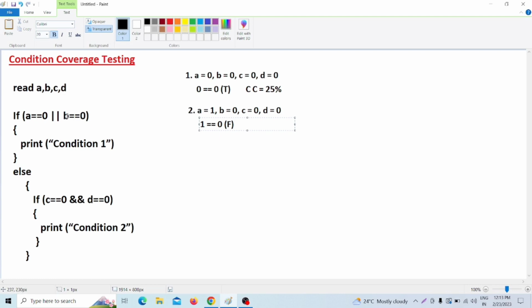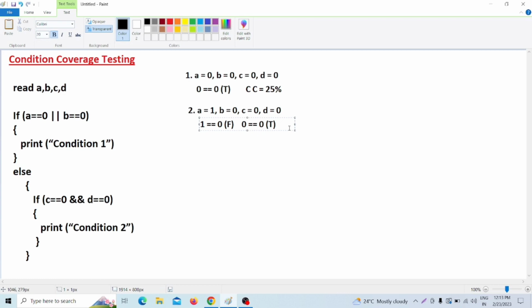We have to go to this condition, because with the OR operator, if the left side is true, then we are not checking the right side. But if the left side is false, then obviously we have to go to the next condition, right? As we are taking the value a equals 1, then 1 equals 0, it's false. Then obviously we have to go to the second condition, where b equals 0. That means b value is 0. So 0 equals 0. Yes, it's true.